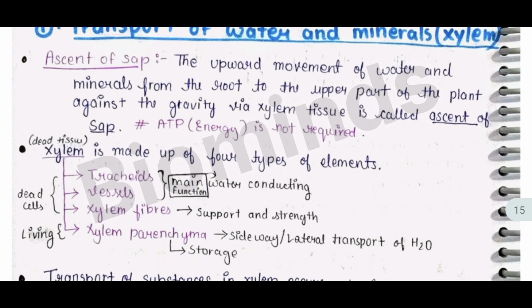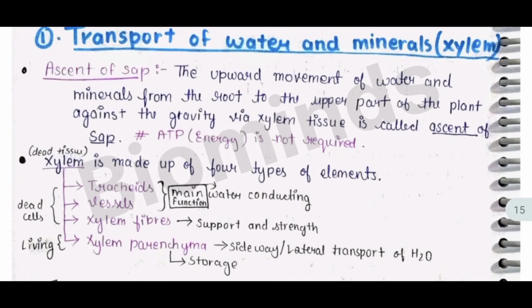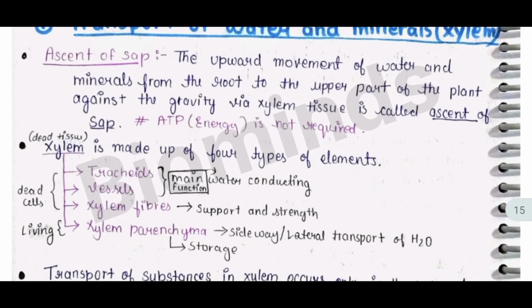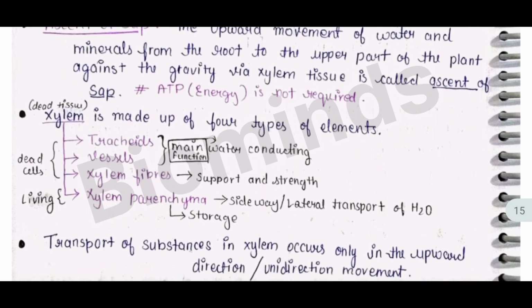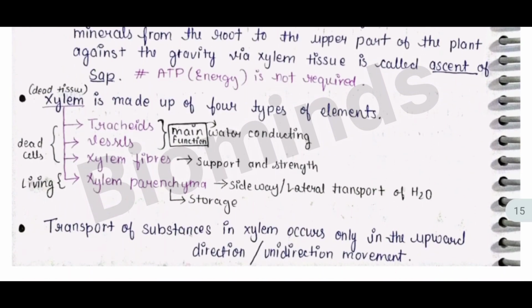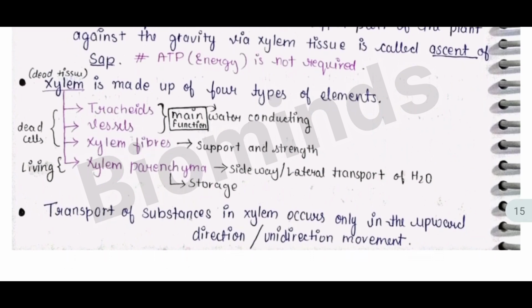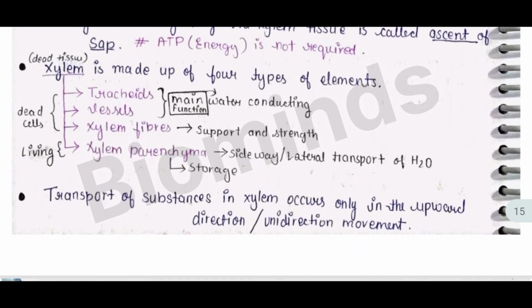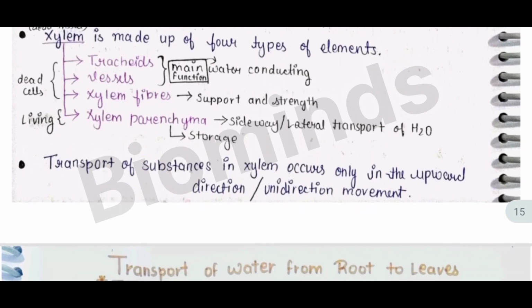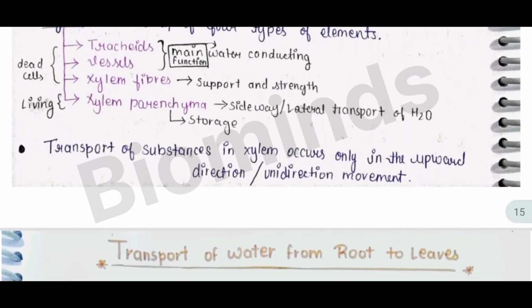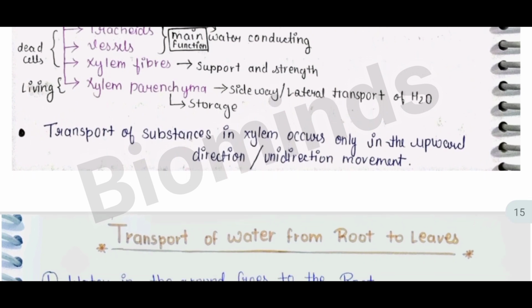Xylem is made up of four types of elements: tracheids, vessels, xylem fibers and xylem parenchyma. Tracheids and vessels help in water conduction. Xylem fibers help in support and strength, and xylem parenchyma helps in storage. Transport of substances in xylem occurs only in the upward direction, so it is called unidirectional movement.